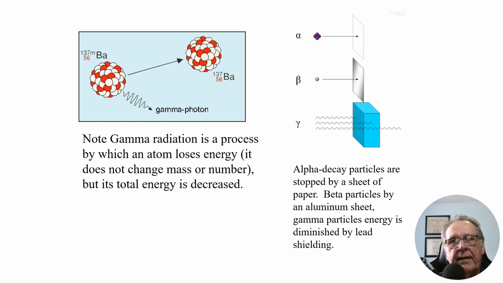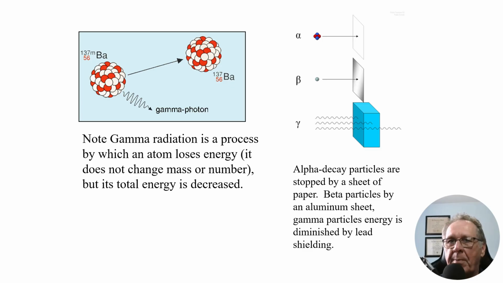Gamma radiation is a process by which an atom loses energy. It doesn't change mass or number, but its total energy is decreased. So everything in radioactive decay is basically a requirement for an unstable isotope to decay to a more stable state. If we think about energy increase, energy decrease, these are high energy isotopes, and they want to be at rest or stable. Just like we're most comfortable when we're at rest, when we're asleep. That's when we're most comfortable. So the same thing with these isotopes. They want to get to the lowest energy state.